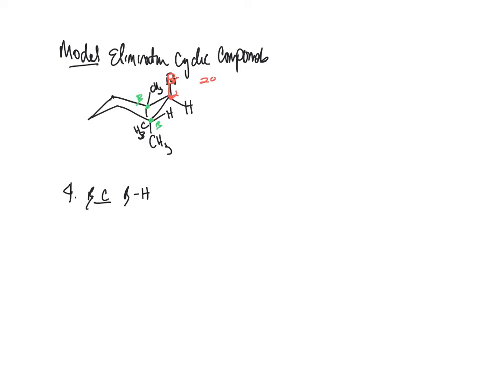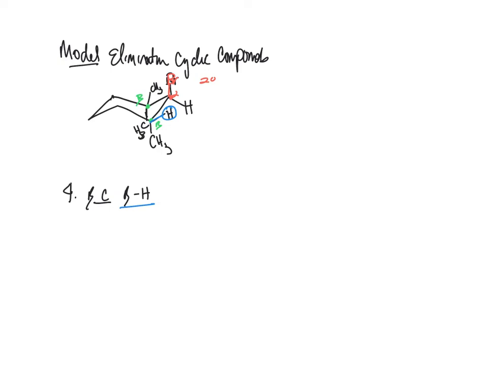Now it says circle your beta hydrogens. You have 1 beta hydrogen. Notice on the back you do not, because that's a CH3 back there. Okay, draw the other chair conformation.